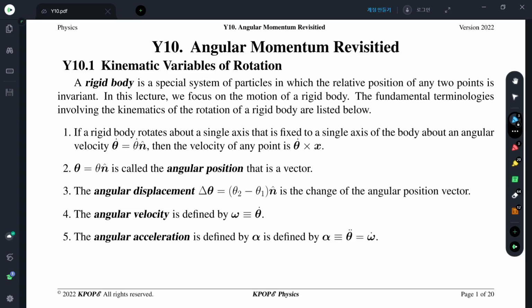Let us study angular momentum revisited. Actually, in last semester, we have completely studied this part, and this is a review, so details can be found in the X series. So, my explanation in this lecture will be very brief.